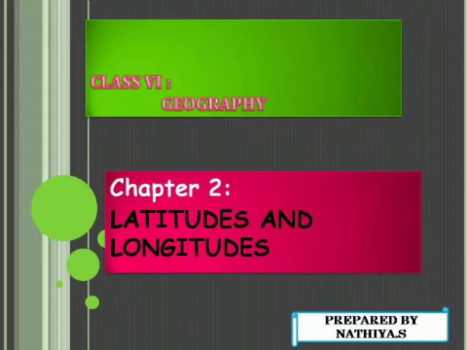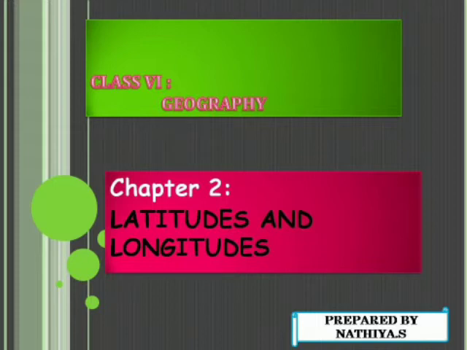See, today we are going to see latitudes and longitudes from geography. Before going to see this chapter, you want to know what is meant by latitudes and longitudes. For example, if you want to identify where your house is located on the earth, for that purpose we can use these latitudes and also longitudes.